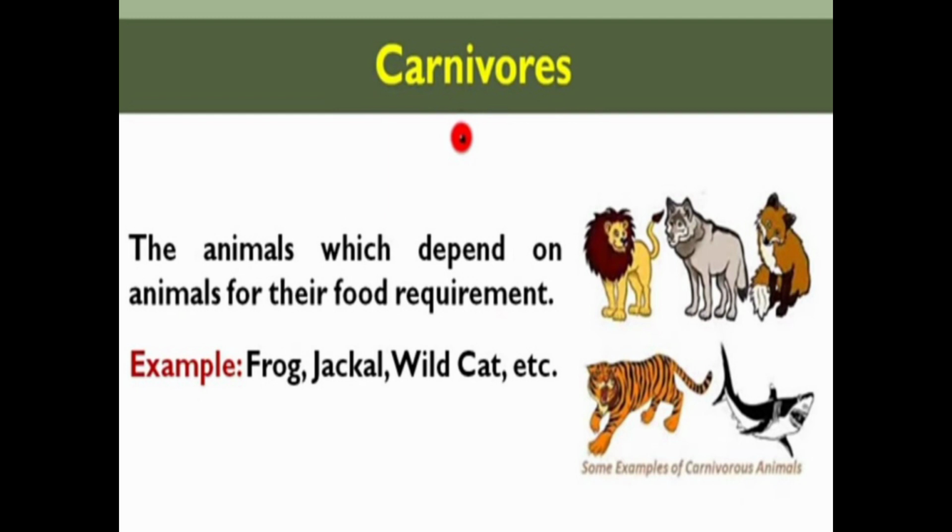Then come the carnivores. Carnivores are called flesh eaters. They are the flesh eating organisms, or we can say flesh eating animals. That is, the animals which depend on other animals for their food requirement. For example, frog, jackal, wildcat, etc. We can take lion, tiger also.